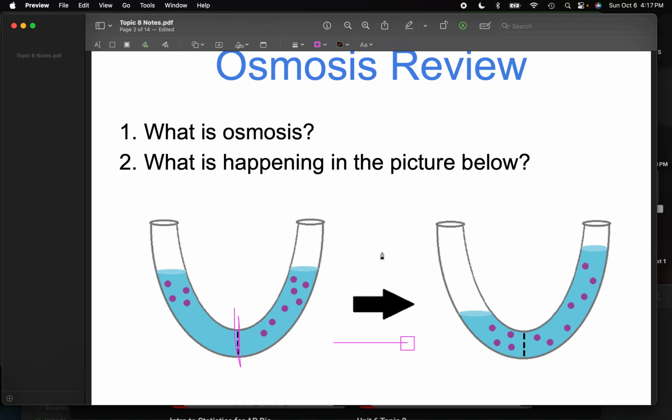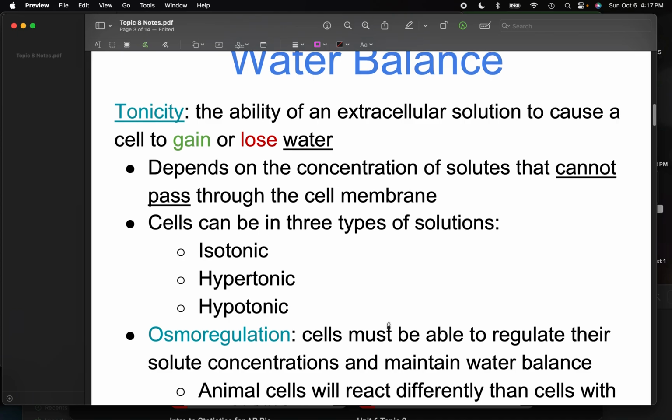You make some Kool-Aid, you put too much sugar into it. You're not going to add more sugar to dilute it. You're going to add more water. So that's essentially what osmosis is: water will move from an area of low solute concentration to an area of high solute concentration over time.